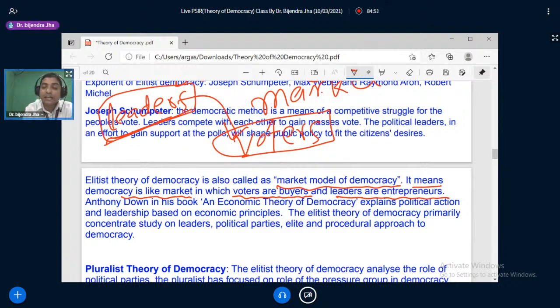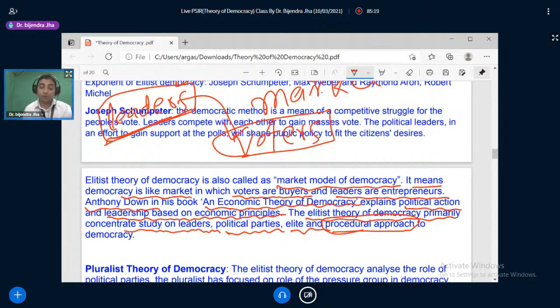And there's one book called Economic Theory of Democracy written by Anthony Downs. He explained how political actions and the leaderships are based on economic principles, right? So the elitist theory of democracy primarily concentrates its study on leaders, political parties, elite, and they take a procedural approach. Their approach is very much a procedural approach to democracy, right? So that is the elite theory or elitist theory of democracy. Right, now we are going to talk about the pluralist theory of democracy.